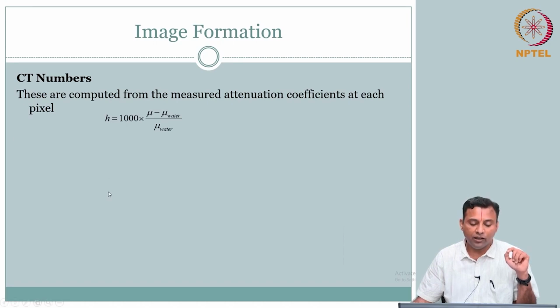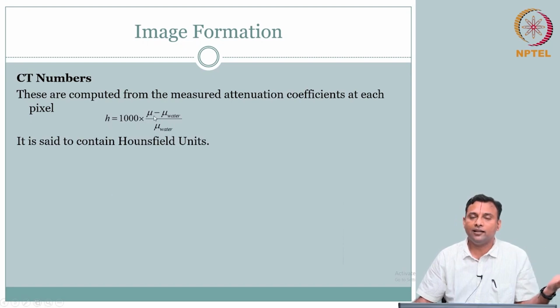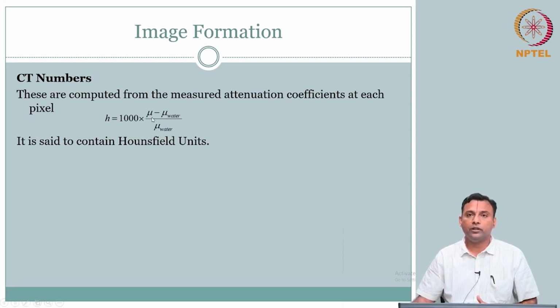What is the other, air for example. If you have air, air does not attenuate, or is insignificant compared to mu water. So essentially this can be ignored. So you will get minus mu water by mu water, so you get minus 1000. If it is air, the attenuation is less than water, and how much less? It is pushed to minus 1000.